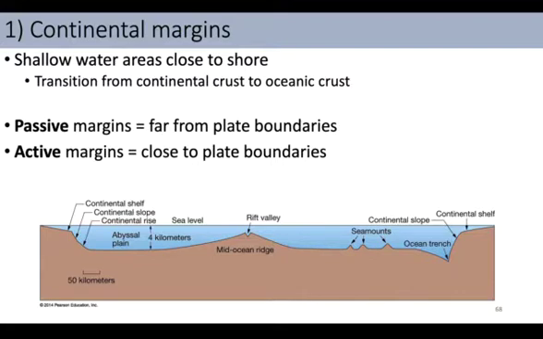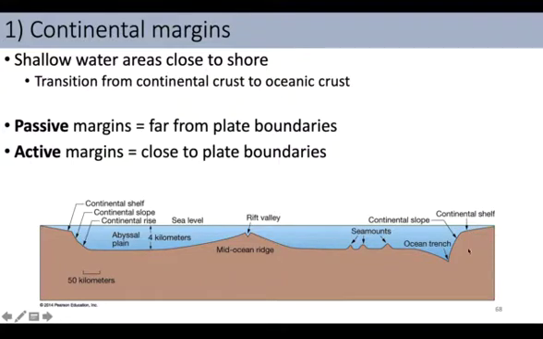Active margins is where there is a plate boundary. So for example, here we have a trench, so we know that there is subduction going on because a trench is always created by subduction. Subduction means that this is a plate boundary. So this is a convergent plate boundary happening right here. This would be an active margin.